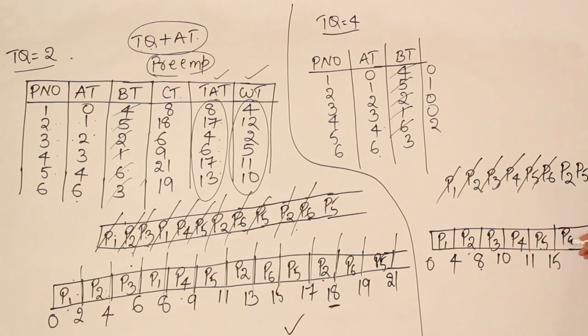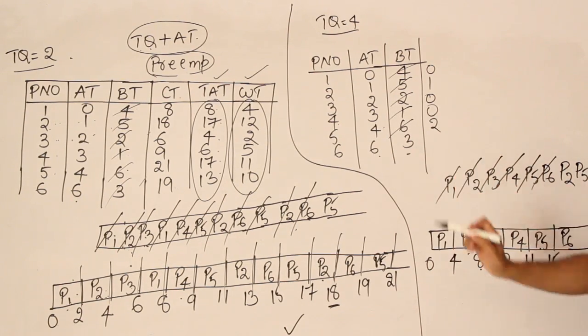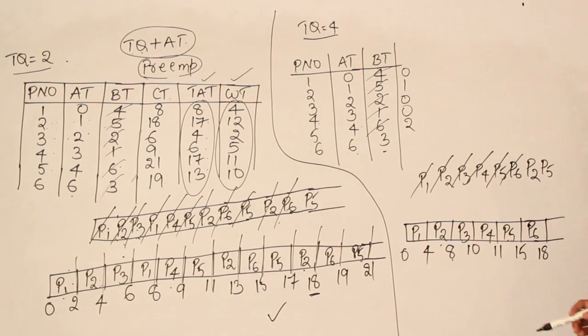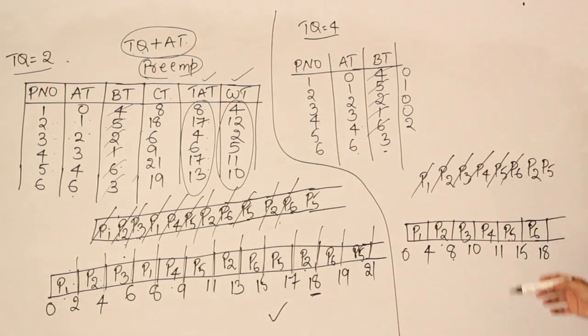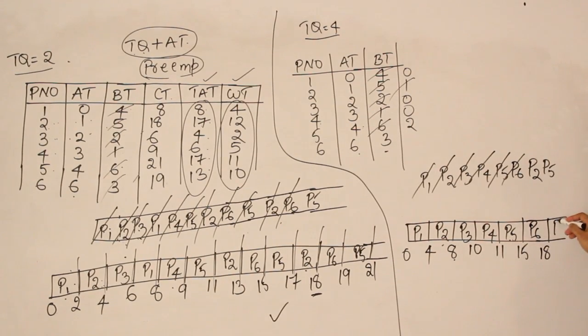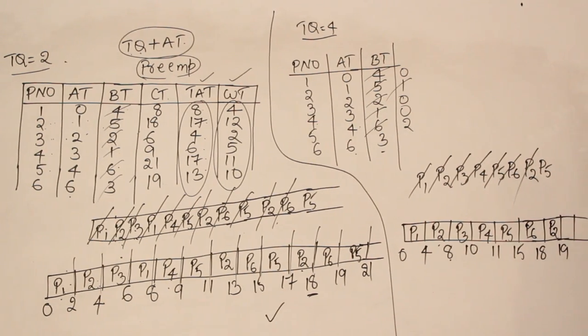P6 has to be scheduled. Its requirement is 3 units only, therefore I need not execute it for 4. I will execute it till 18, right? And it need not be added back. And what is the next one? P2. P2 requires only 1 unit because it already executed for 4 units, right? Therefore it is 19, and P2 need not be added again.